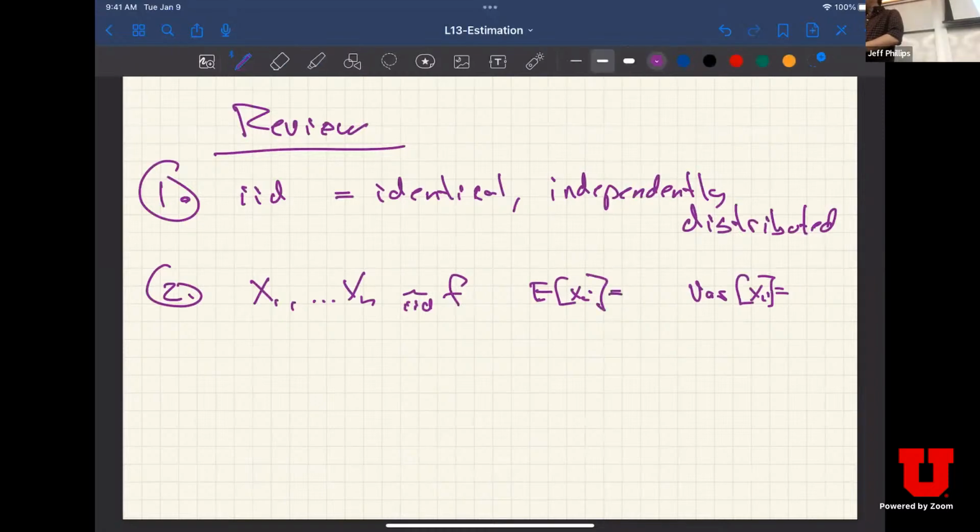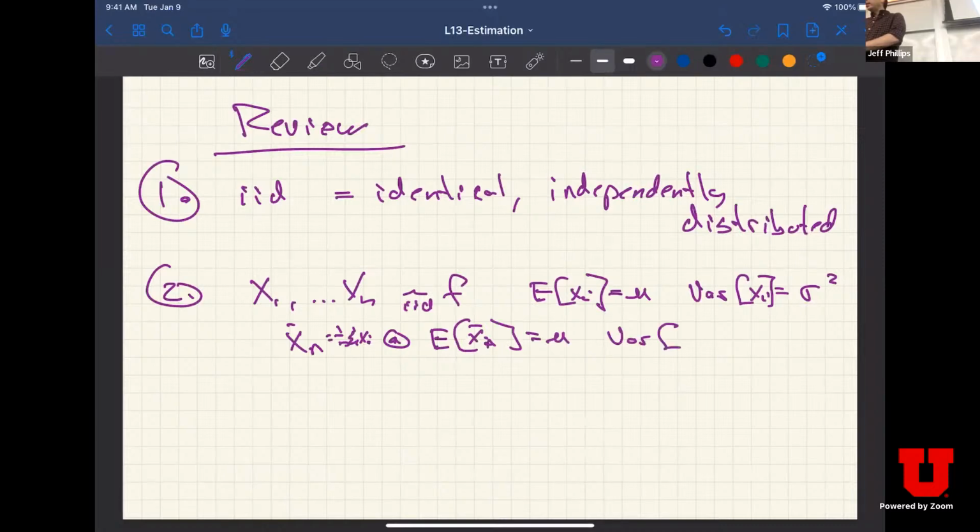Expected value is equal to mu. The variance is equal to sigma squared. Then X n bar has the following properties. Let's say A, where X n bar, remember, is the average, the expected value of X n bar is equal to mu. The variance of X n bar is equal to sigma squared over n, and this is B.